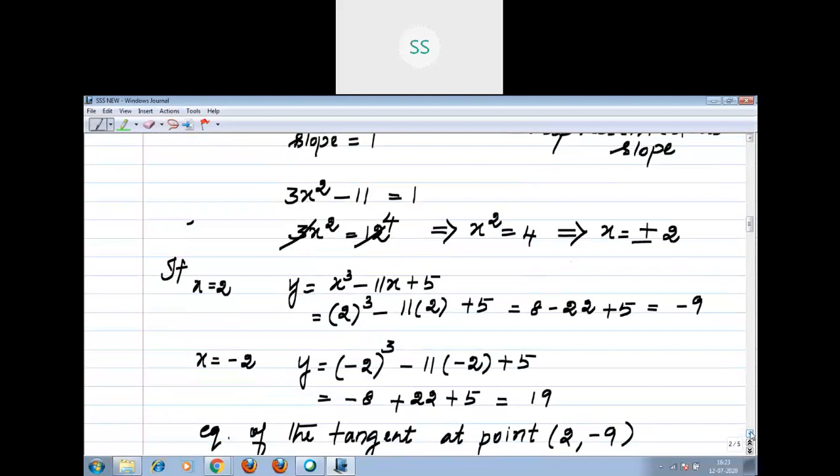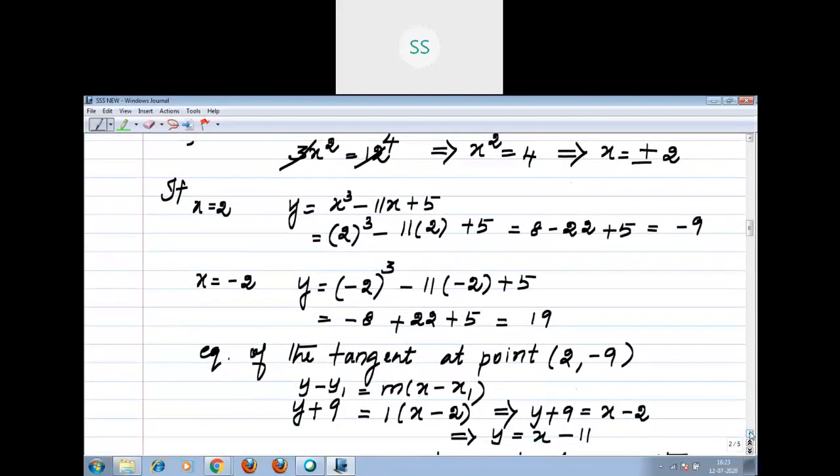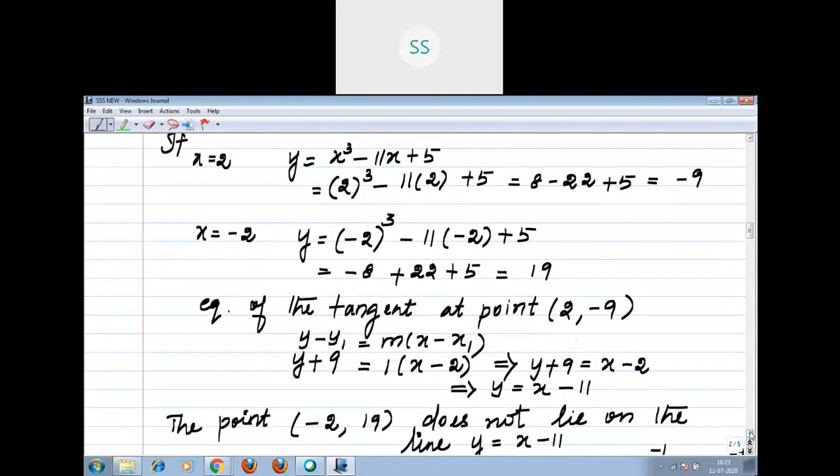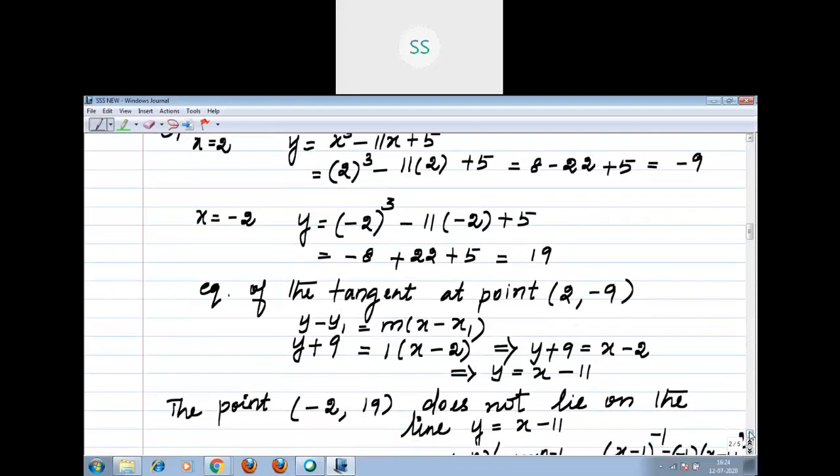Two points are there which satisfy this, and you are going to find them. The point is (2, minus 9). Then you arrive at y is equal to x minus 11. The same answer that is given in the question, you arrived at here. So this point is satisfied. Move to the next point. It does not satisfy. If you want, you have to substitute there. Y is equal to 19 and x is equal to minus 2. So 19 equal to minus 13? Will it satisfy? No. So your conclusion is that it does not satisfy. It does not lie on the line y is equal to x minus 11.